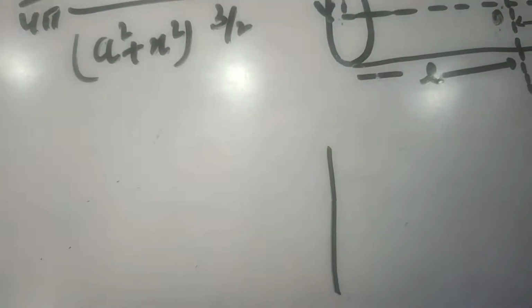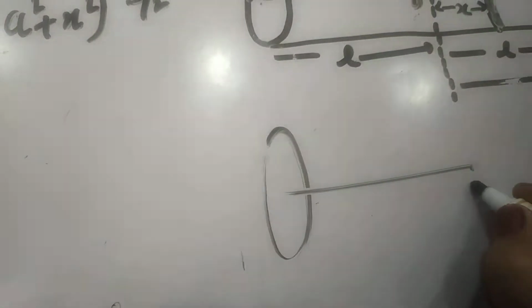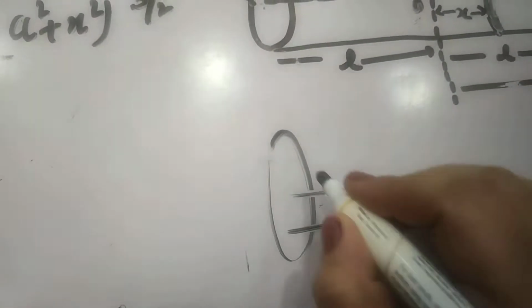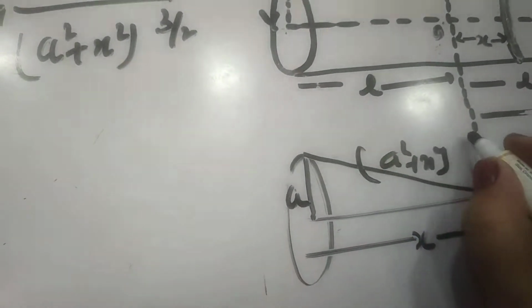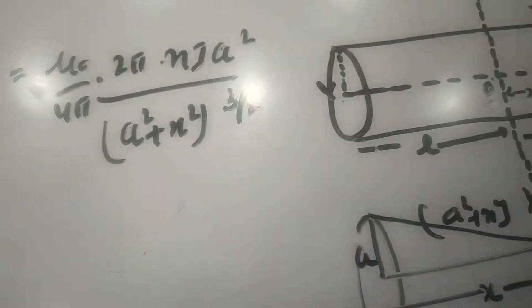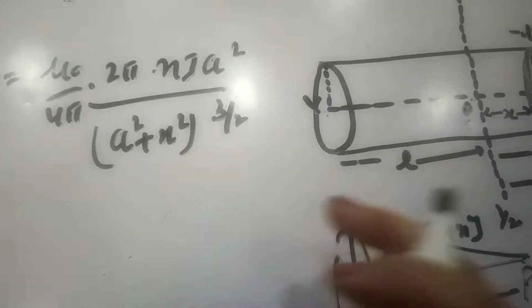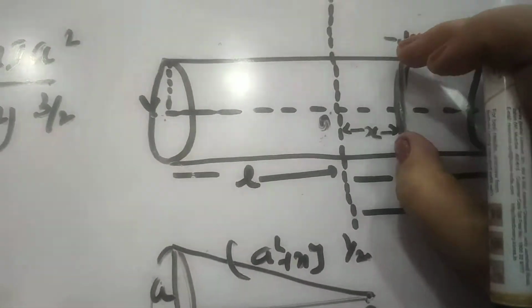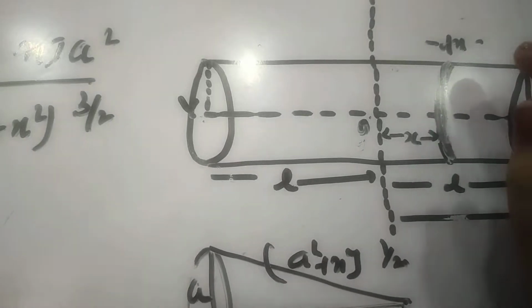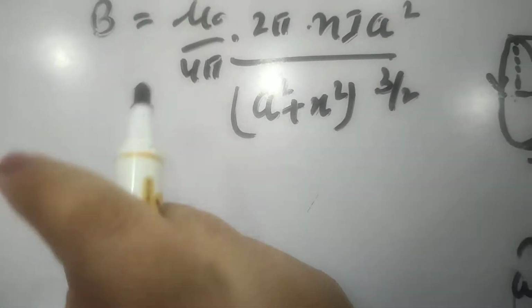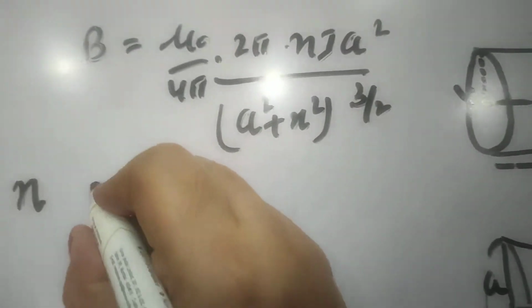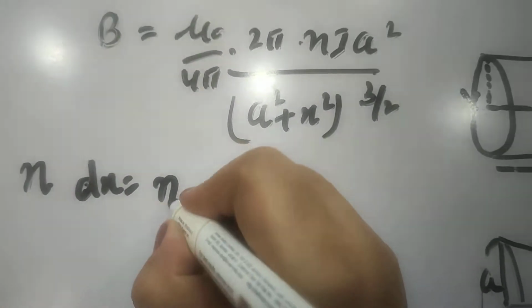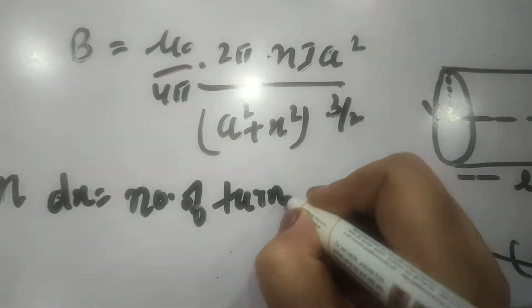If I draw the diagram, this is the circular arc, this is the axis with point P. This was the distance x, and this is the area of cross section A, and this comes out to be (a square plus x square) raised to power 1 by 2. So from there we will use this. Now to use this formula, firstly we will find the magnetic field due to this short element. If n is the number of turns per unit length, then for this small element the number of turns will be n dx.